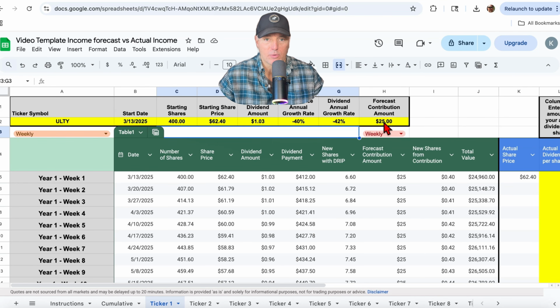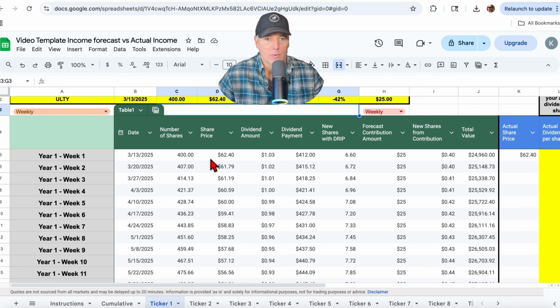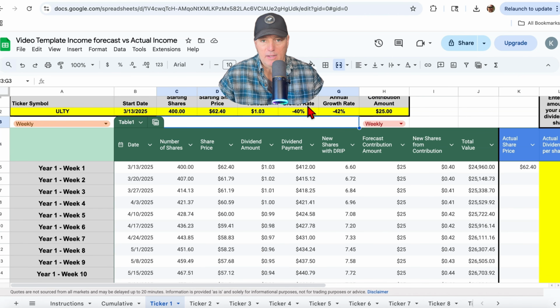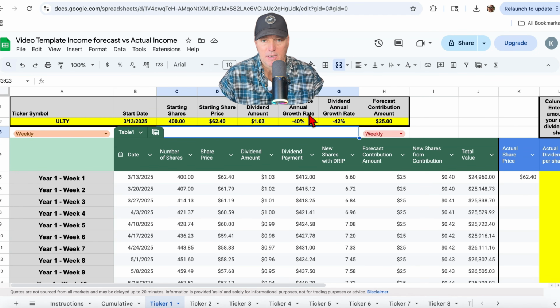We're going to continue to add $25 a week. I apologize, I said a month, but we're going to make that $25 a week. And as we come down, year one, week one, you can track based on this forecast, this percentage right here in these two cells, you're getting your prediction. So it's going to decrease by 40% annually on both of these, and then it's going to track it.